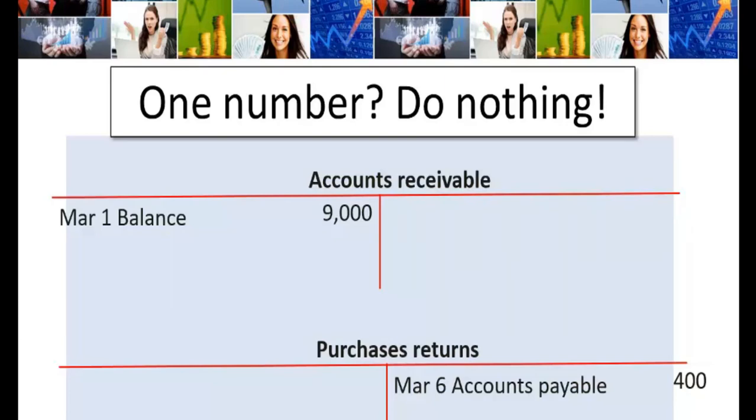That's the rule. So if an account starts with a balance and has no transactions at all during that period, we leave it. If it's a new account, there was no balance to start with, and we just enter one transaction, the one number, that's the rule. We do nothing. We just leave it as it is. Leave it as it is with one number. Okay, that's it.